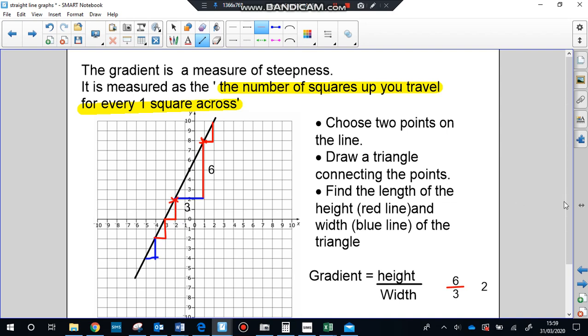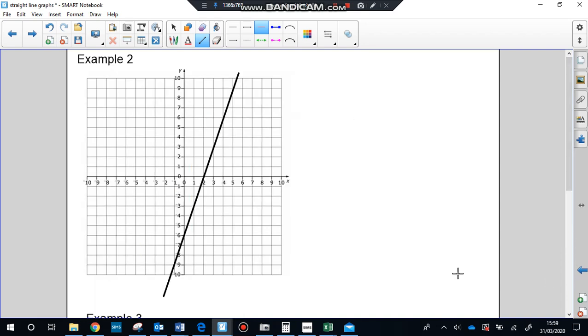So we've got 2 other examples to have a go at. They're on your sheet. So you've got example 2 on your sheet, you've got example 3 on your sheet. So it would be good now if you could pause and try this one yourself. You've got the instructions on your sheet. So don't forget, you start by choosing 2 points, but they have to be 2 points that are on intersections. So be really careful. So pause, have a go.